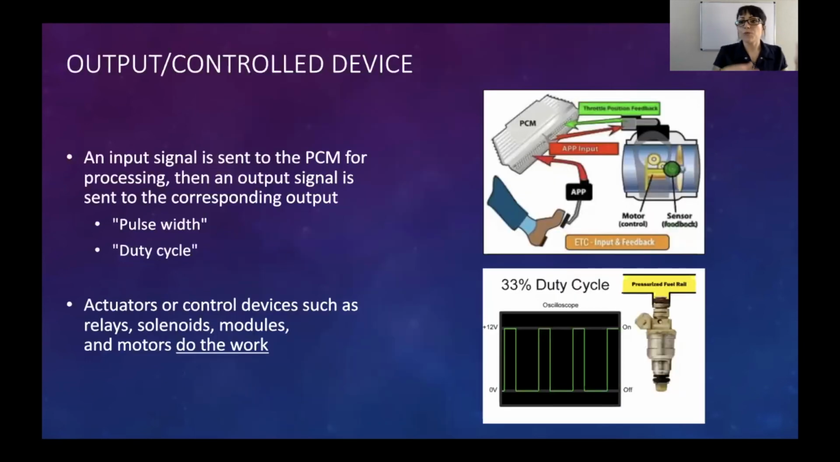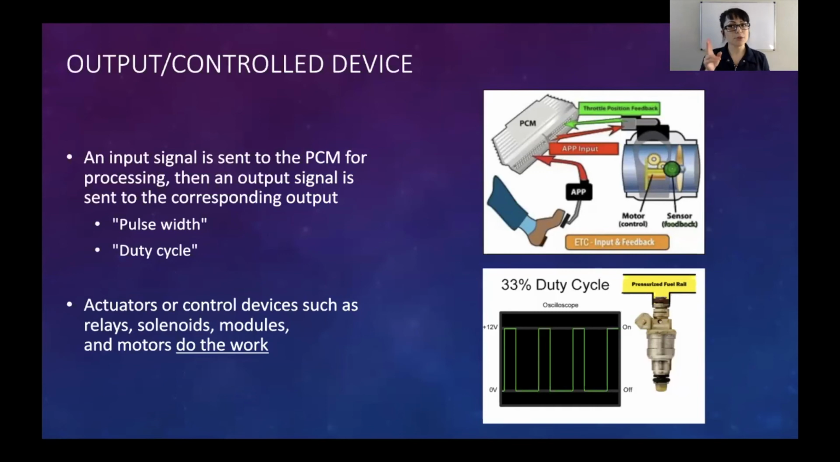Now to the output devices. We talked about input, we talked about control modules. Here's output / controlled. Your book calls it a controlled device, but it's the same as output. So an input signal sent to the PCM, or the control unit, processes it, and then it sends a command output signal to whatever needs to be changed. A fuel pump, a throttle motor, that for throttle by wire, maybe your fuel injectors, things like that.